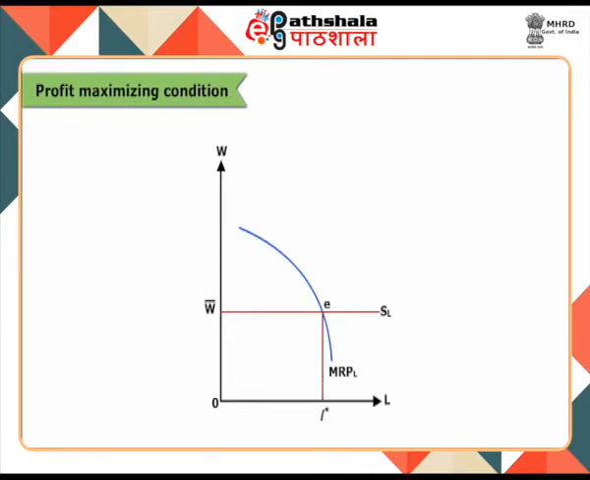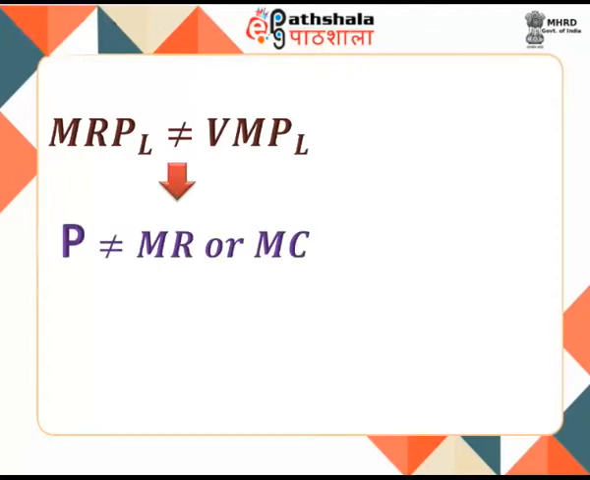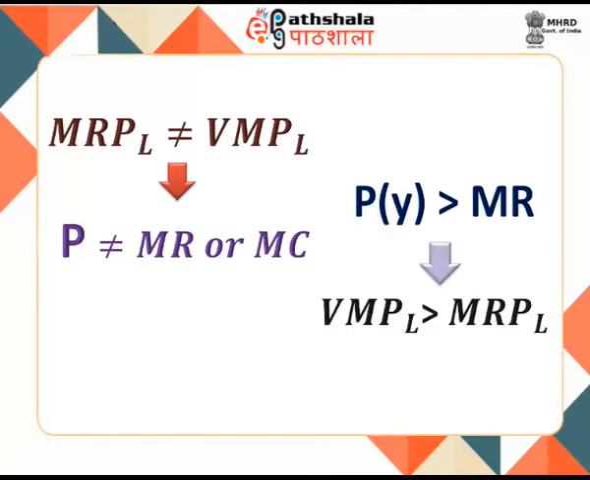For a given wage w̄, the MRPL intersects the supply curve SL at point E, with the corresponding equilibrium level of labor L star. In an imperfectly competitive commodity market, the MRPL is not the same as VMPL, that is, the value of marginal productivity of labor, as price does not equal marginal revenue. Since the price Py is greater than MR, the VMPL is also greater than MRPL.